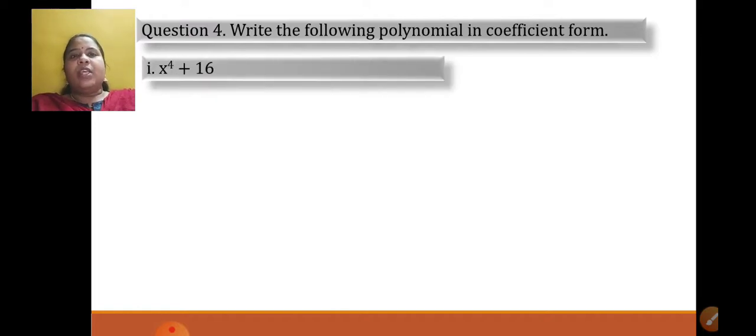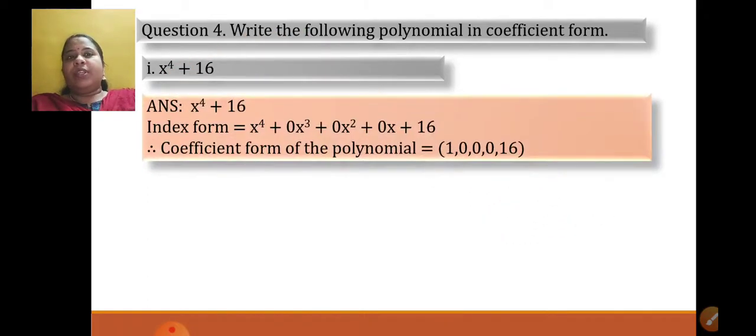The question is x raised to 4 plus 16. What is the first step? You need to write it in standard form. Now what should be the standard form? It is x raised to 4. After 4 we should have x cube, that is missing here. So that we will write as 0x cube, then 0x square, then 0x and then this 16. Okay. So all those missing terms have to be written.